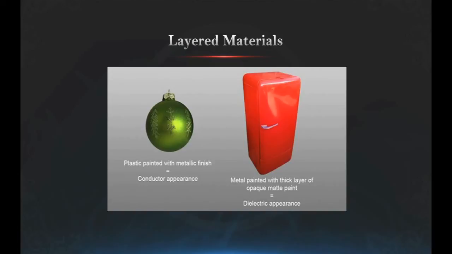The other very important thing to know here is how do you treat the materials that are a combination of metals and dielectrics? And if they're layered and one's on top of the other, how does that behave? Basically the idea is that the topmost layer, provided it's thick enough, dictates the optical properties of your surface. So if plastic is painted with metal, it appears as a metal, right? And if metal is painted with matte paint, then it appears as a dielectric. So yeah, nothing too hard here.